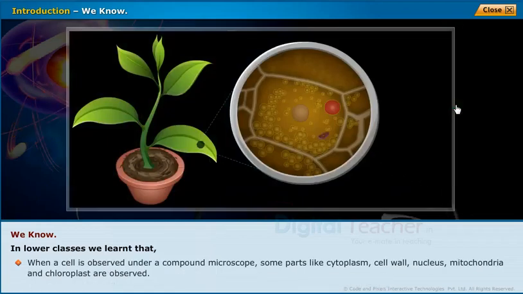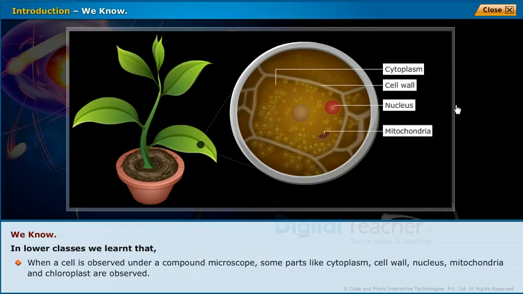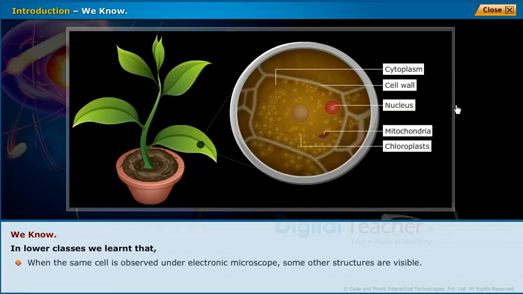When a cell is observed under a compound microscope, some parts like cytoplasm, cell wall, nucleus, mitochondria, and chloroplast are observed. When the same cell is observed under electronic microscope, some other structures are visible.